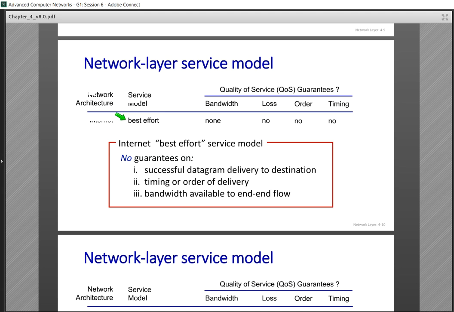Okay. So when we talk about best effort, it means inshallah. We will do something, inshallah, we will receive a good result, inshallah. Okay. So here, in a best effort system, we never guarantee the bandwidth, the loss rate, the order between the packets, and timing. We never guarantee these items.